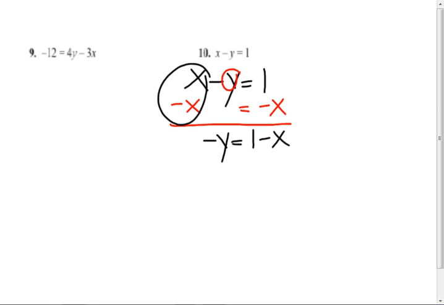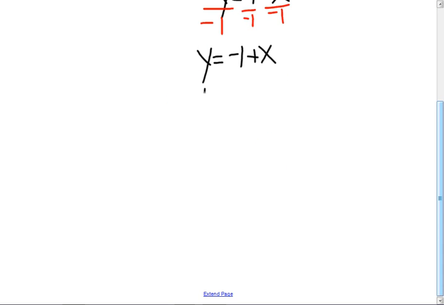Okay, now where did you get stuck? What do you have to do next? I don't like that negative. Did you forget the negative that was here? Most people forget it. So I'm going to divide by what? A negative 1. And I'm going to get y equals negative 1 plus x. Or y equals x plus a negative 1, which is x minus 1. They're all the same things.